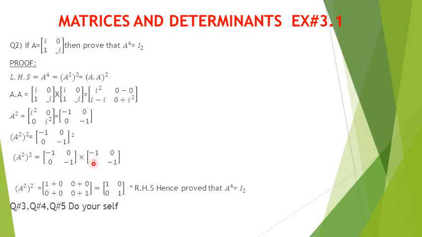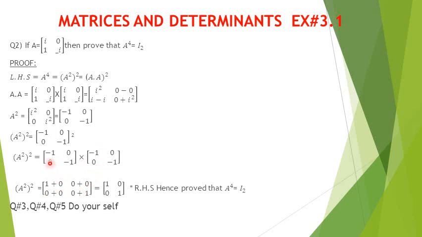First row first column I am multiplying, okay. Minus times minus is plus, 1 1 is 1, then 0 times 0 is 0. Now the turn of first row second column has come: minus 1 0 is 0, 0 minus 1 is 0. First row first column, this is the thing. First row second column, this is the thing. Now the turn is second row. Second row first column, second row second column. How can I do it? 0 minus 1 is 0, minus 1 0 is 0.